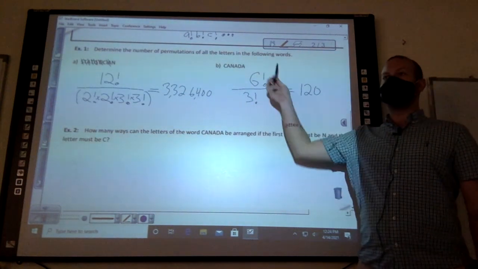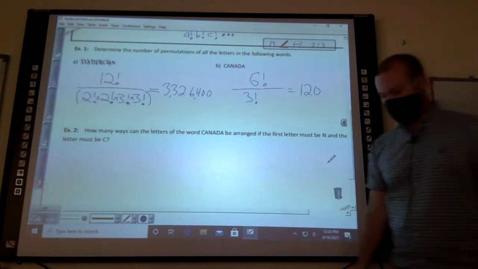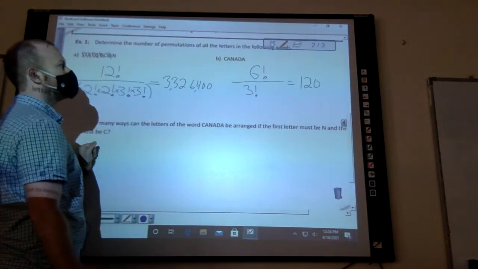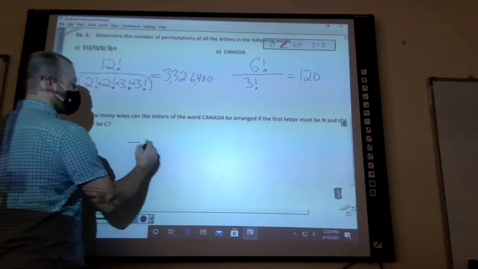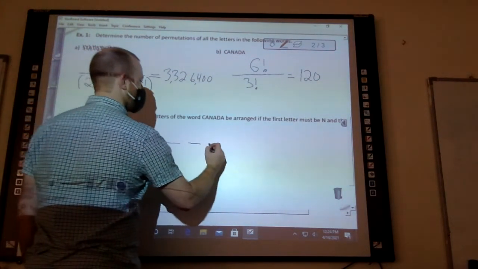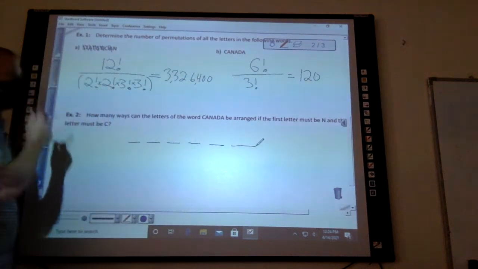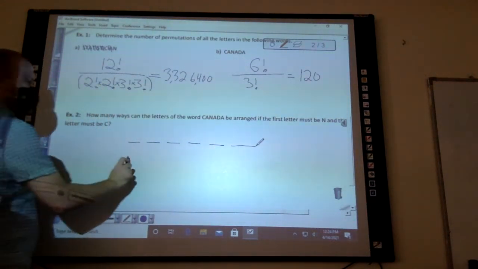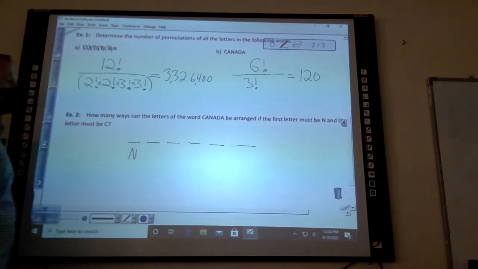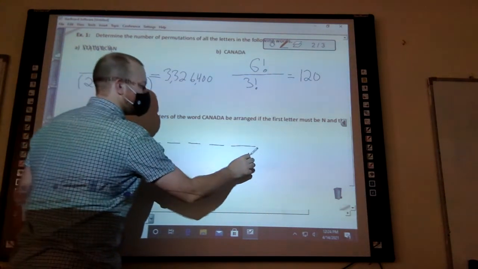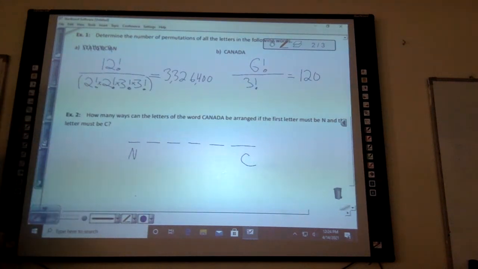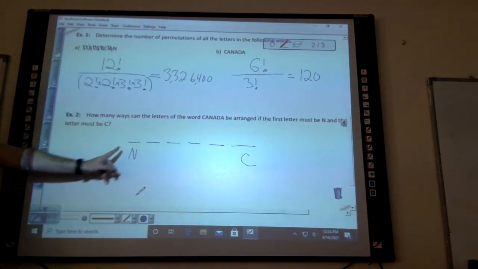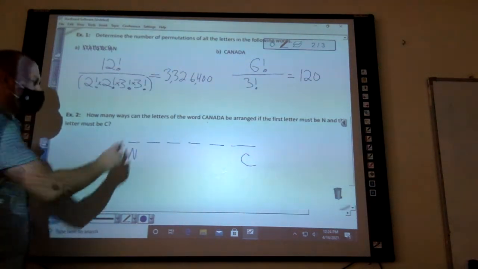So this is if I have no restrictions. Now I'm going to place some restrictions. So if I look at what I'm trying to do with this, I'm going to have 6 spaces. 1, 2, 3, 4, 5, 6. You are told the first letter has to be N and the last letter has to be C. So how many options do I have for N? I've just got one N.